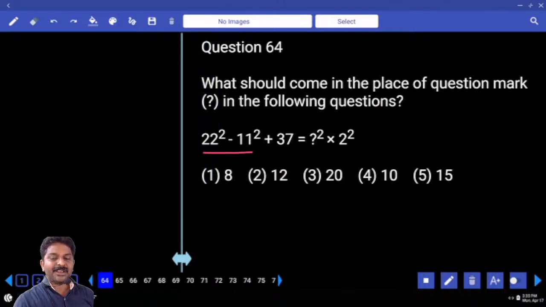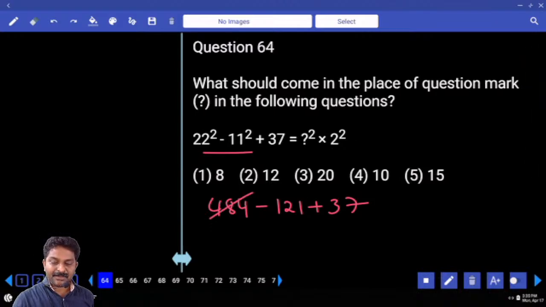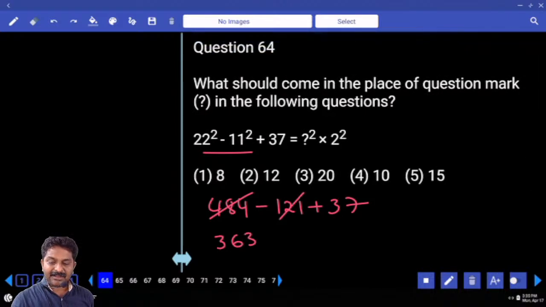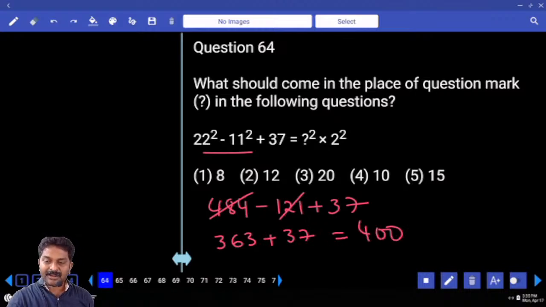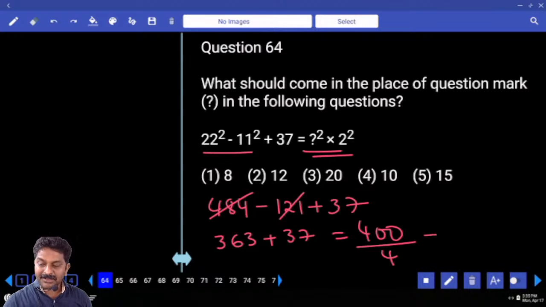a plus b into a minus b. Can we do that? Or if you are comfortable, you can directly write 484 minus 121 plus 37. So we need to subtract 121 from this number. Let me write it as 363, and then 37 is added to this, which is equal to 400. 400 is x square into 2 square only. x square, in the sense 2 square, comes to the denominator. How much is that? 100. Which is?